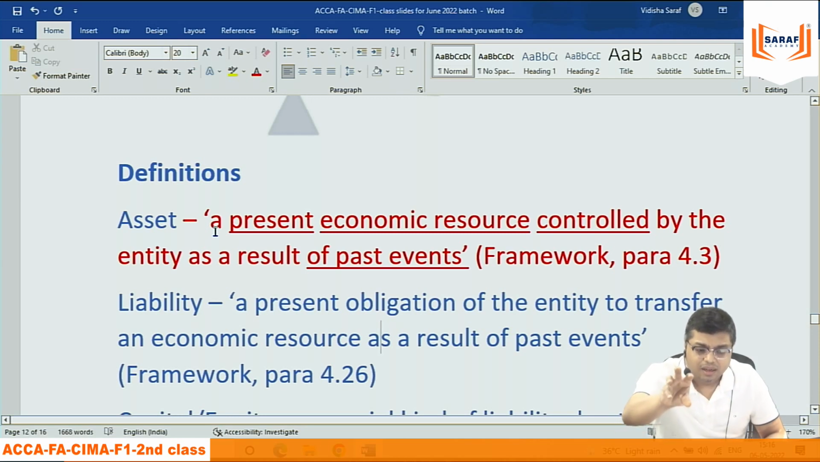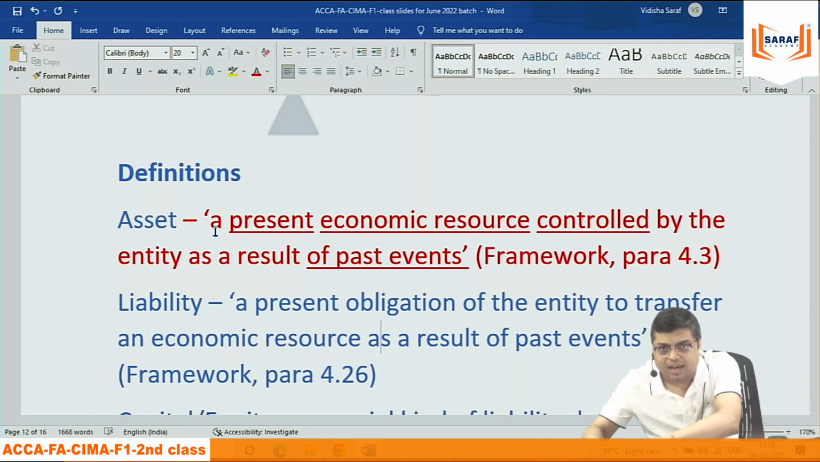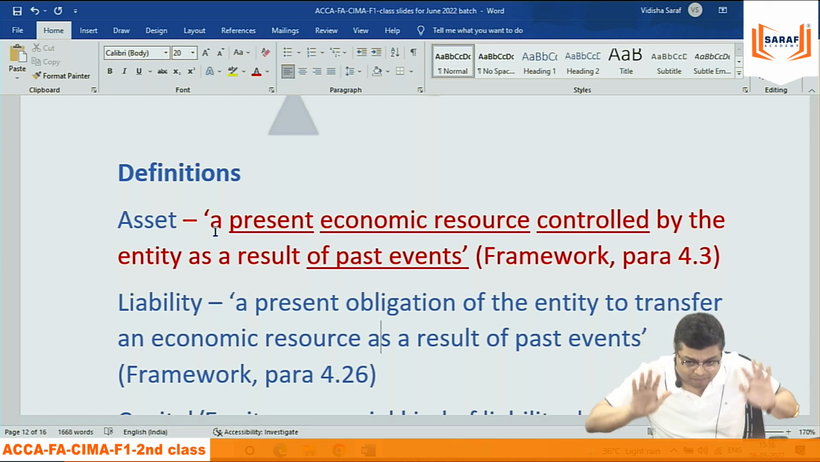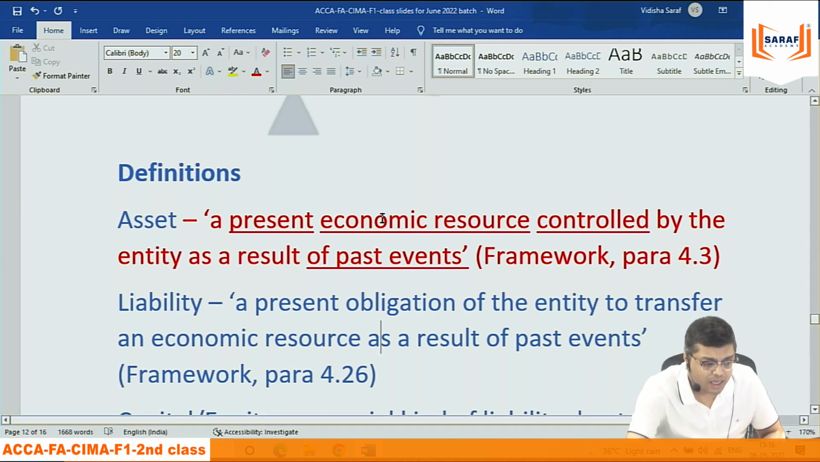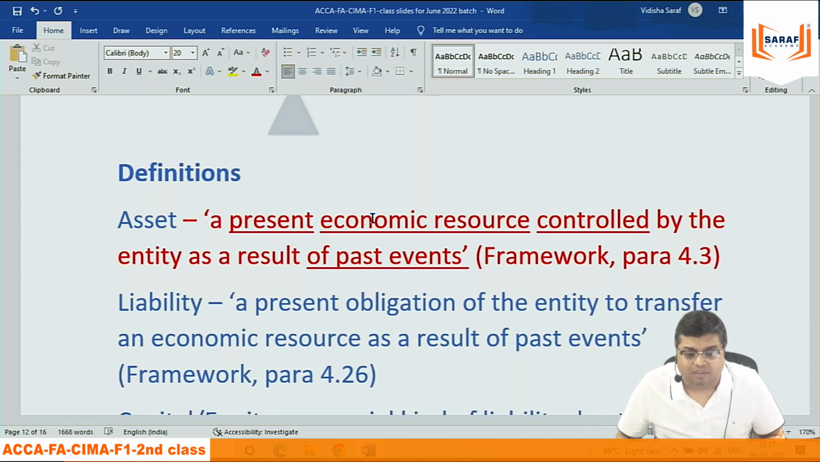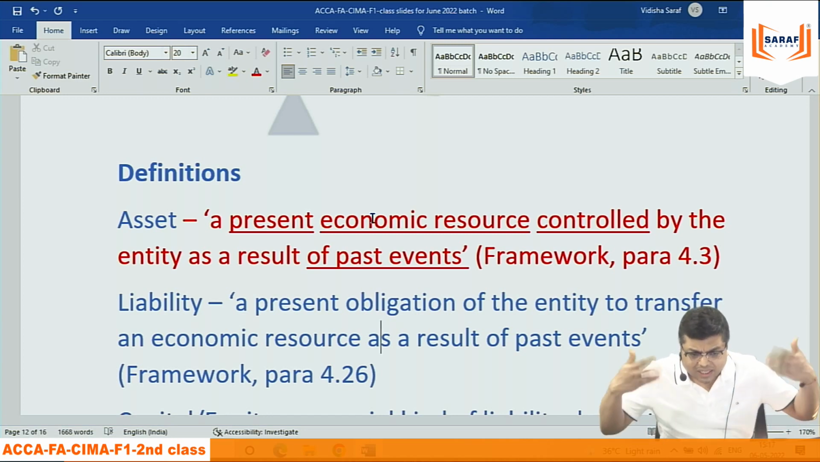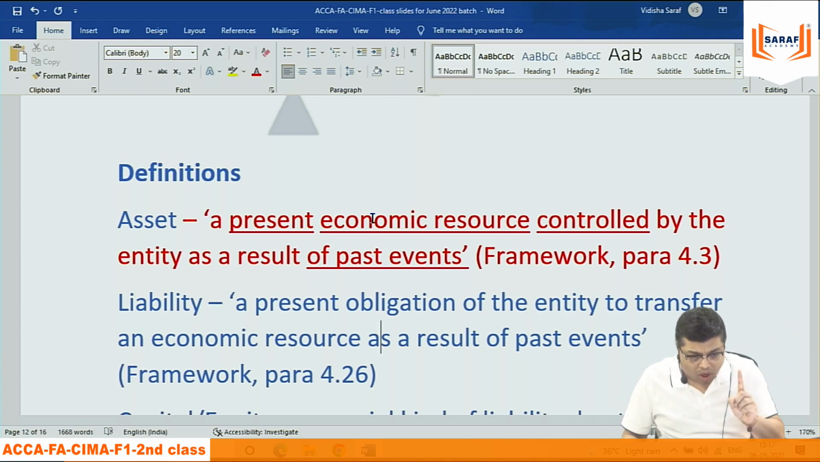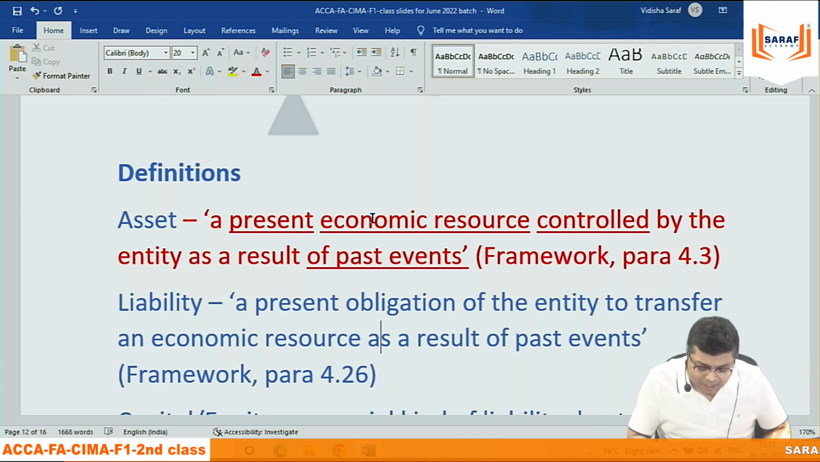Present. Presently I have this computer, I have this laptop, another laptop, camera, all are there. Presently there. It is not future, it is presently there. Economic resource. Economic means by using these assets, I am going to conduct my economic activity. What is economic activity? Providing training classes, getting tuition fees. Every business is doing some economic activity. Not only profit making. Not for profit oriented organizations are also doing business.